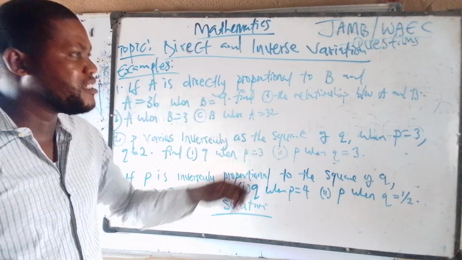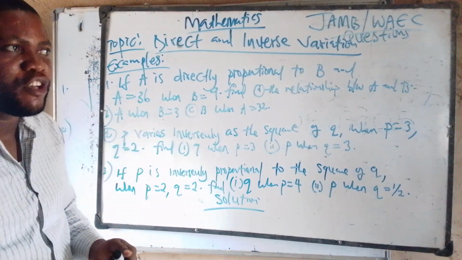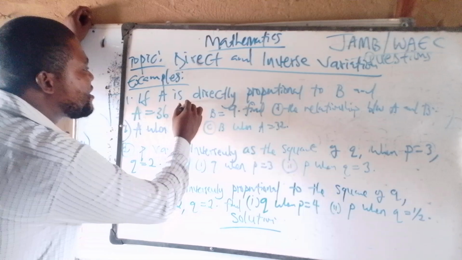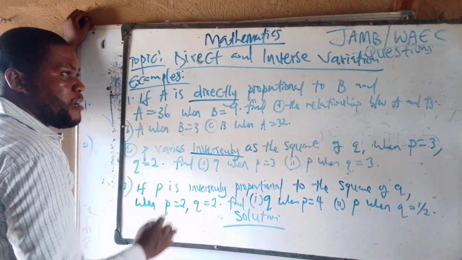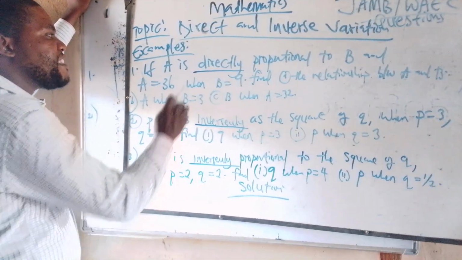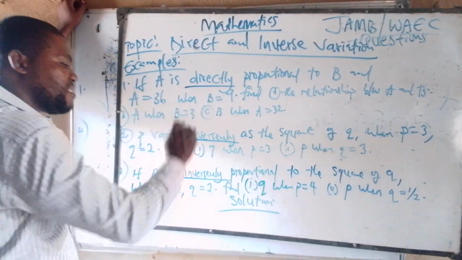The first thing you will do is note from the question, what is varying? Is it varying directly or inversely? Number 1 is varying directly. Number 2 is varying inversely. And number 3 is varying inversely.